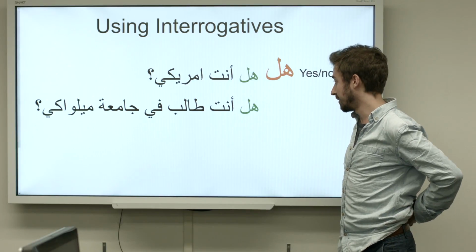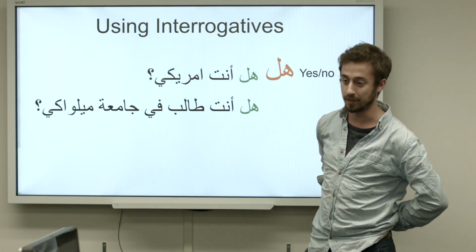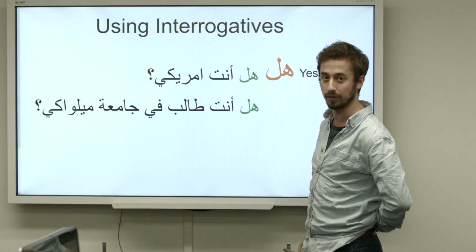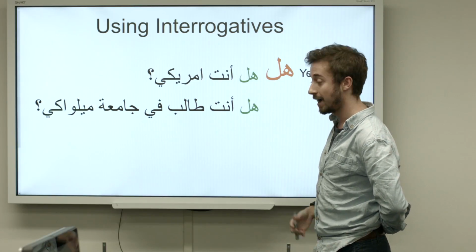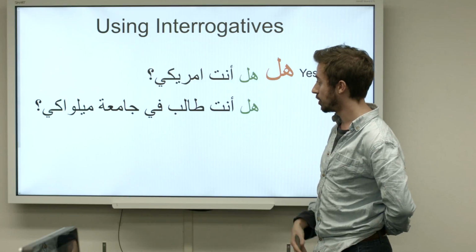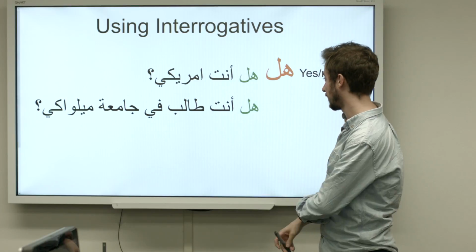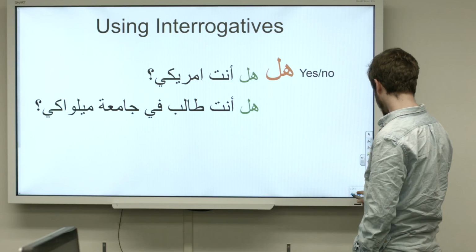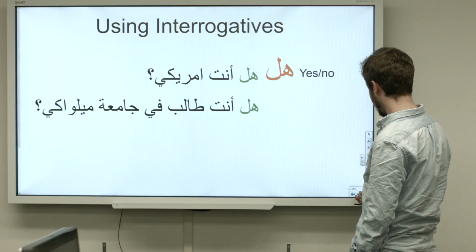It should be noted though that in like colloquial or spoken Arabic, you don't actually have to use this particle here. You can just say Enta talib fi Jamiat Milwaukee, and the tone of your voice will just suggest that it's a question. Okay, moving on.